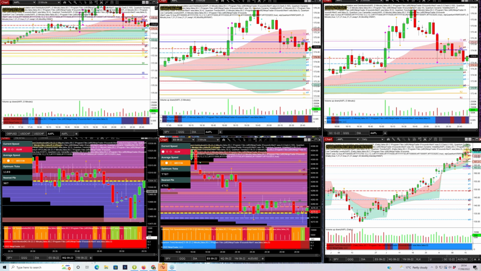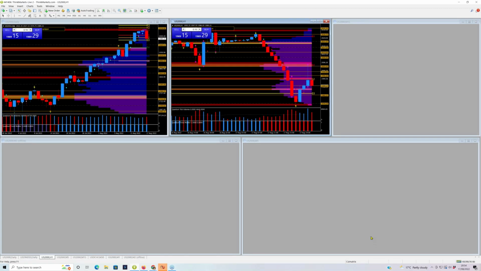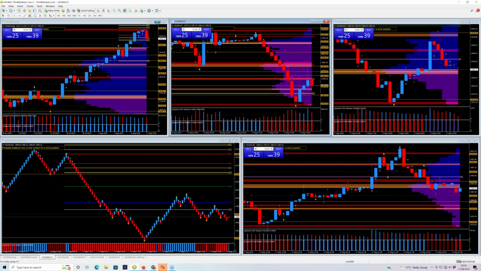Finally, let's have a look. I just want to go back to my US 2000 on here. As I said, this is the one I have on my MT4, the equivalent of the Russell 2000, of which the ETF is the IWM.